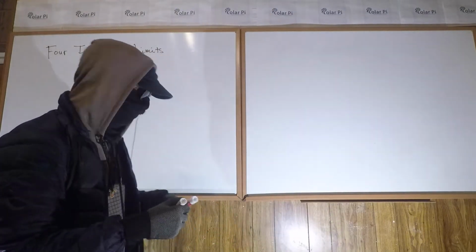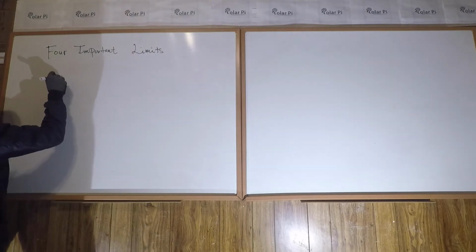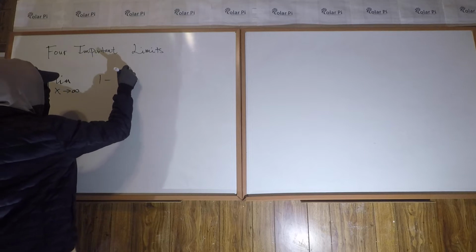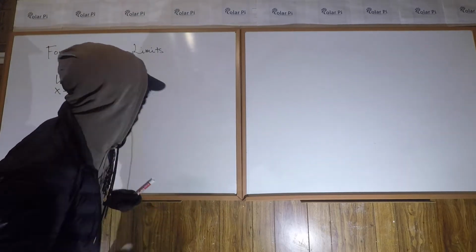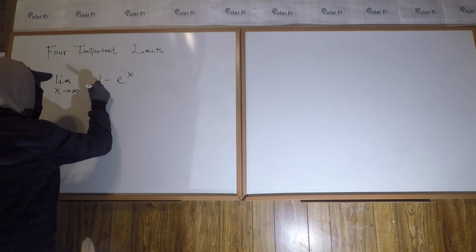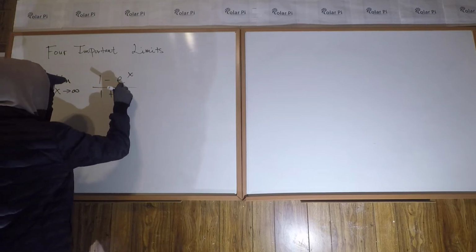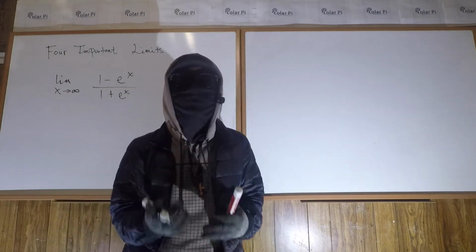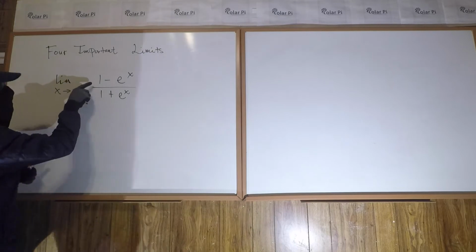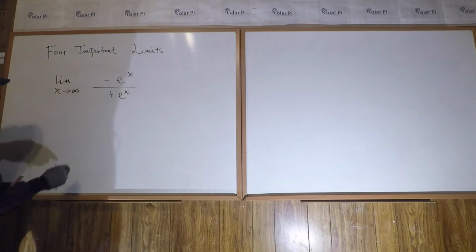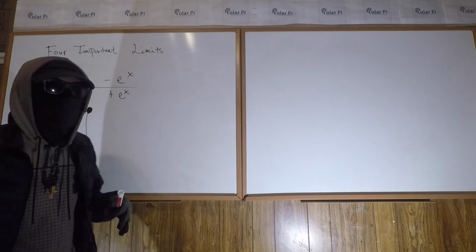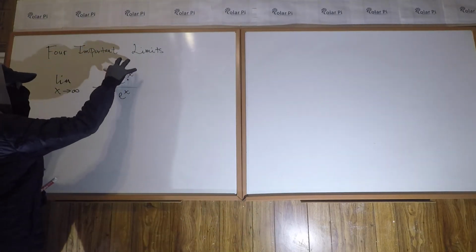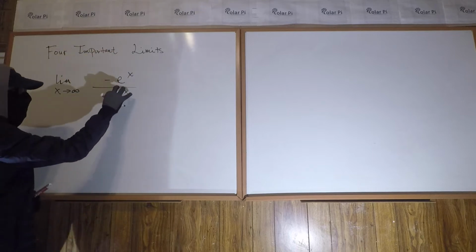The next one is this. The limit as x goes to infinity of (1 minus e to the x) over (1 plus e to the x). Going to infinity means that you're considering very large x values. And if you're considering very large x values, small numbers like 1 and negative 1 don't matter. So the 1 doesn't have much effect. The numerator is dominated by this quantity and the denominator is dominated by this quantity.